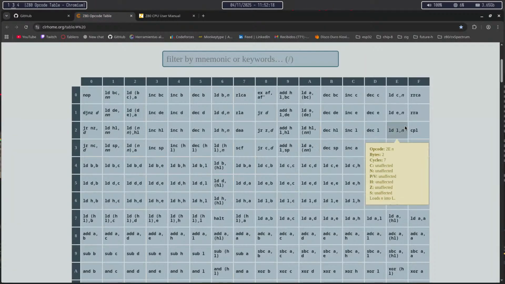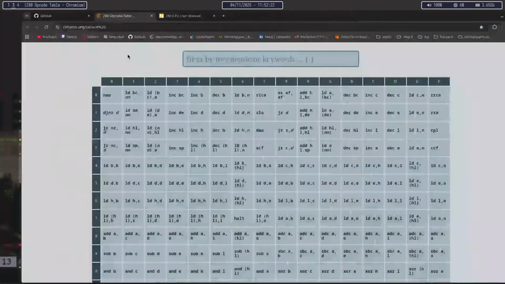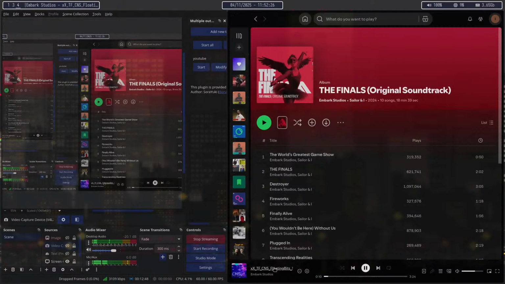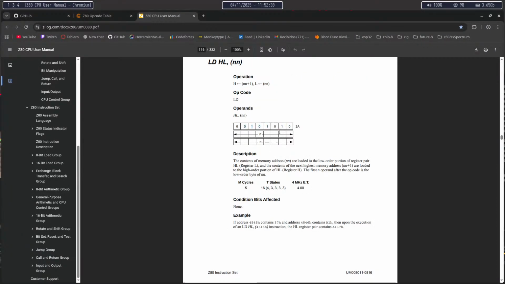Load. What is this? This is a load one, right? Yeah. I mean, let's just keep going with this one. Load HL. There it is. +1. Okay.